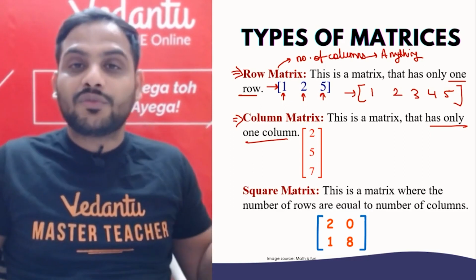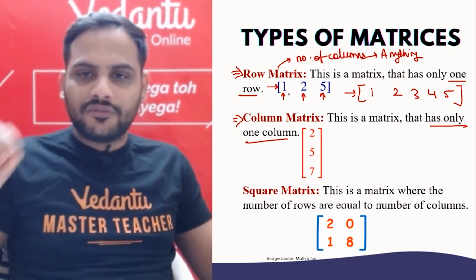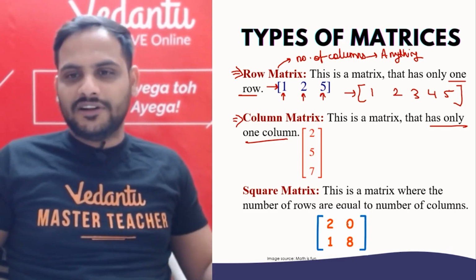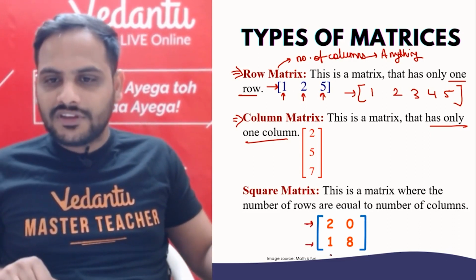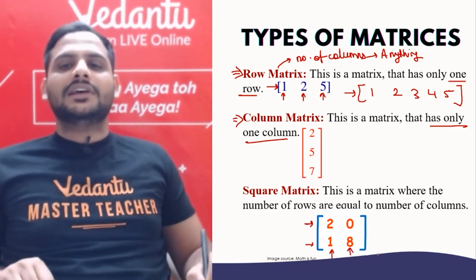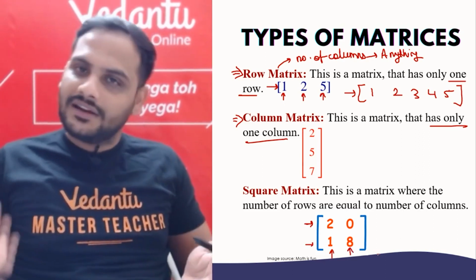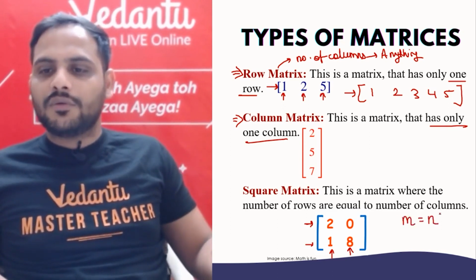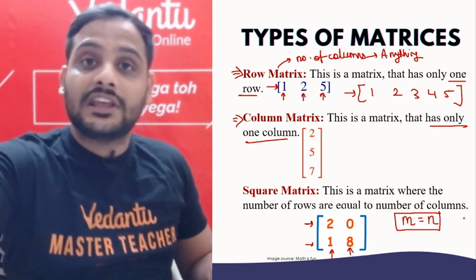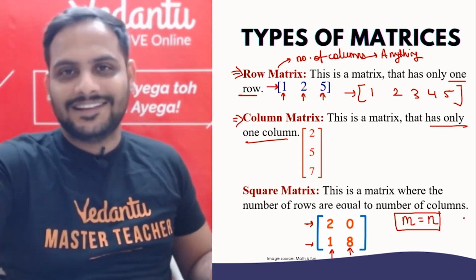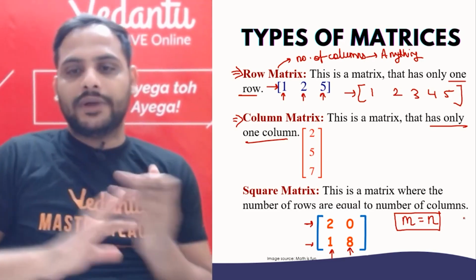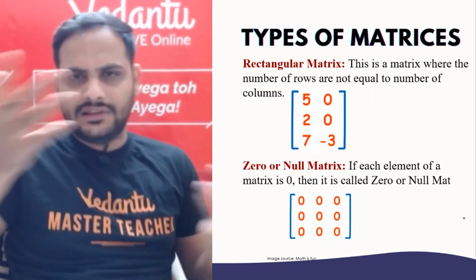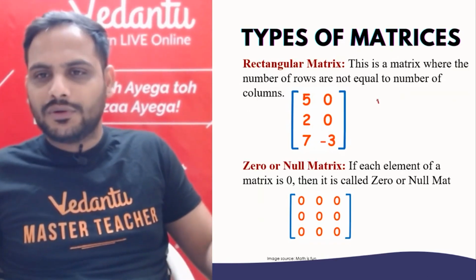So same way, square matrix in which if by number of rows, this looked like a rectangle, right? Because number of rows and number of columns are different. But when number of rows and number of columns are equal, we can say it looks like a square, and that is square matrix. So for square matrix, remember number of rows is equal to number of columns. M is equal to n, right? So m is equal to n, then it will be a square matrix. What is a rectangular matrix? Simple. If m is not equal to n.